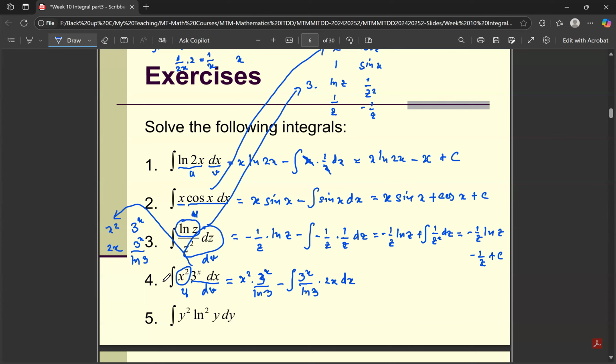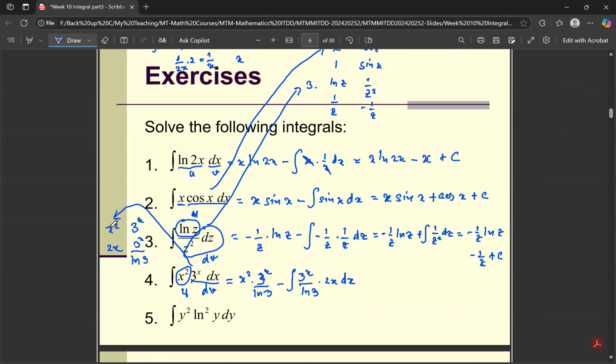For number 4, we have something to do, not by making integration by parts again, but we continue the table. We continue the column and we make the equation shorter than before. So how to do that?